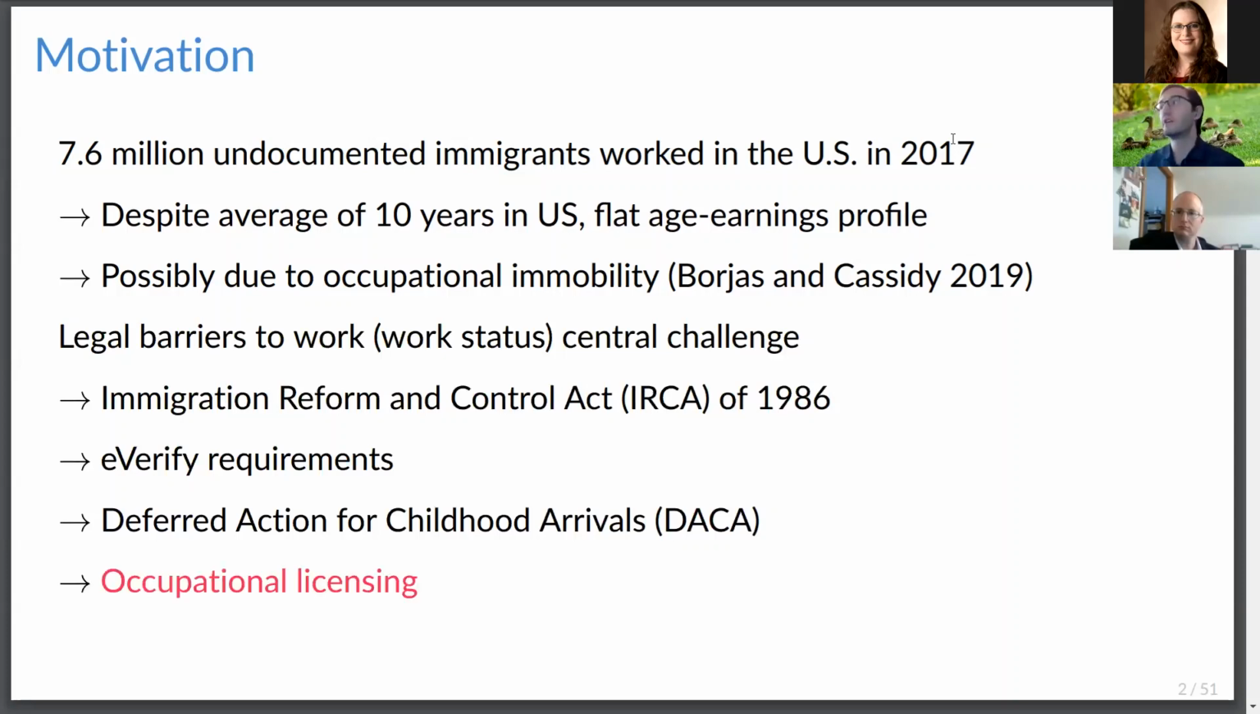So far, there haven't been any papers that look at the effects of occupational licensing on undocumented immigrants. And so that's the contribution of this paper.